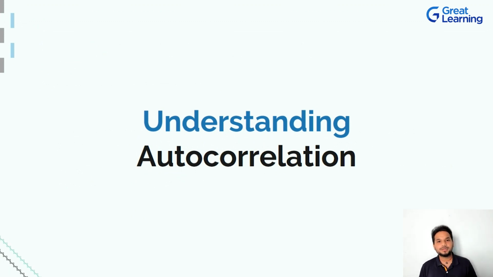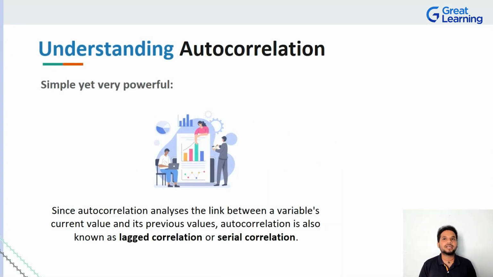Fantastic. Now we can come to a section where we can take a look at autocorrelation in a bit more depth. When I say autocorrelation is really simple to understand, don't be fooled by its simplicity, because it is a concept which is very, very powerful, right? Since we're trying to assess and analyze what's happening, we're trying to assess a link that exists between a variable's current value and its previous value. Autocorrelation can sometimes also be known as serial correlation or lagged correlation.